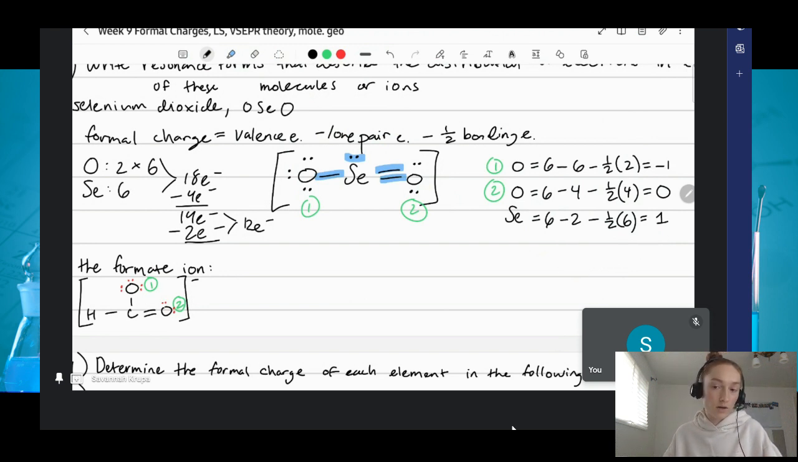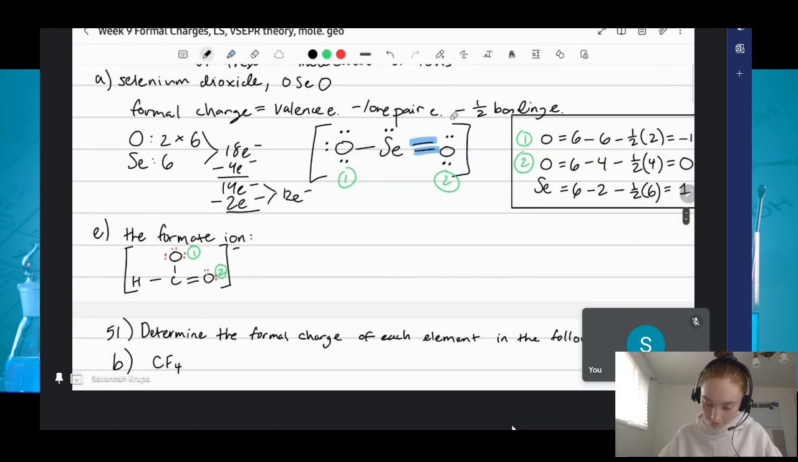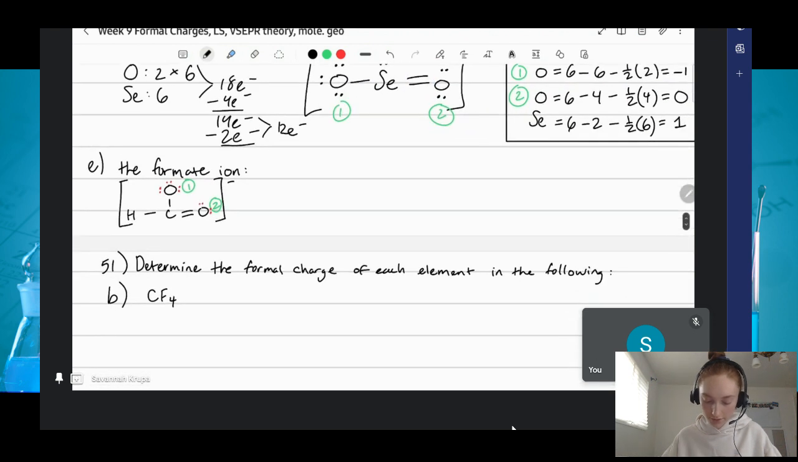And so if you add up all of these formal charges together, the ones right here, -1 plus 0 plus 1 equals 0. And since this molecule itself is neutrally charged, we know that we have calculated everything correctly because the overall formal charge equals the charge of the molecule. Okay, so that is the answer for this one. Let's move on to the next question.